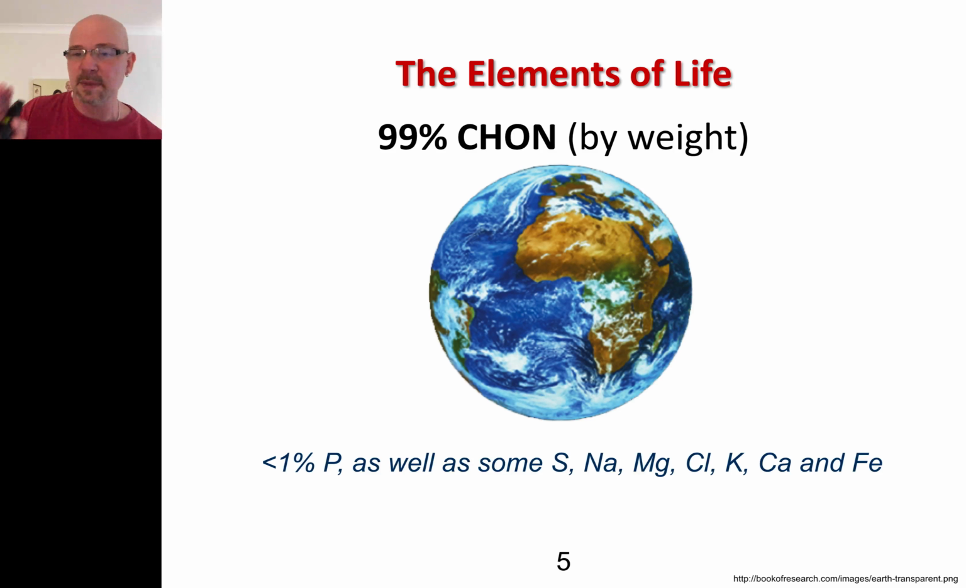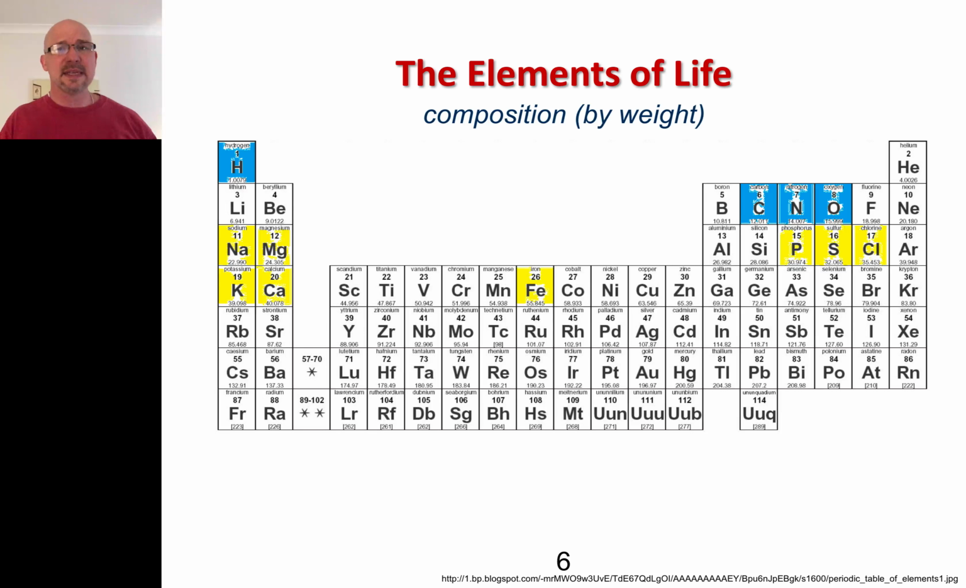So if you take a look at the periodic table of the elements, this is a listing, mostly, of the elements that we know. And so you can see some of the major ones if you take a look up here: hydrogen, sodium, magnesium, potassium, calcium, a little bit of iron, carbon, nitrogen, oxygen, phosphorus, sulfur, and chlorine. This is what makes us up.